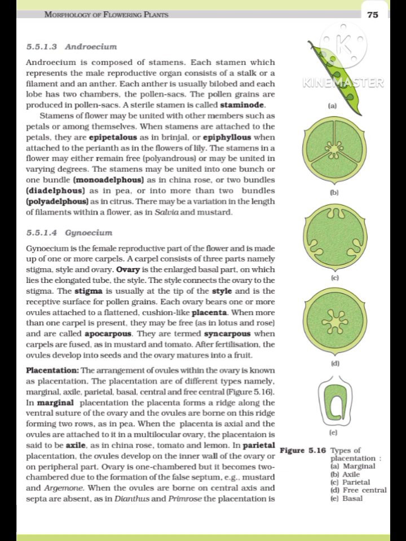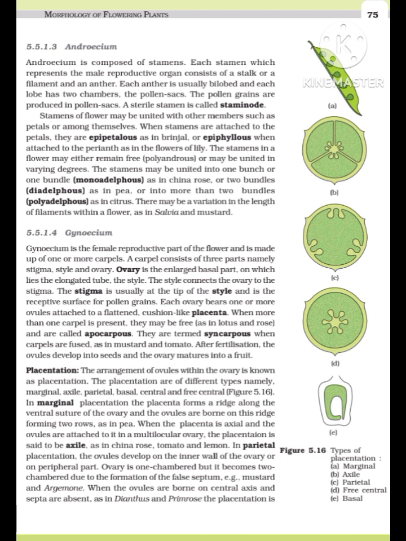5.5.1.4 Gynoecium. Gynoecium is the female reproductive part of the flower and is made up of one or more carpels. A carpel consists of 3 parts, namely stigma, style and ovary. Ovary is the enlarged basal part, on which lies the elongated tube, the style. The style connects the ovary to the stigma. The stigma is usually at the tip of the style and is the receptive surface for pollen grains. Each ovary bears one or more ovules attached to a flattened, cushion-like placenta.